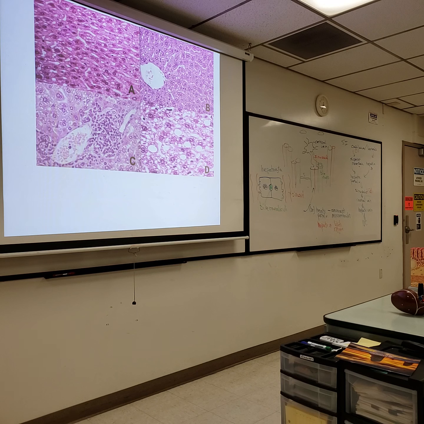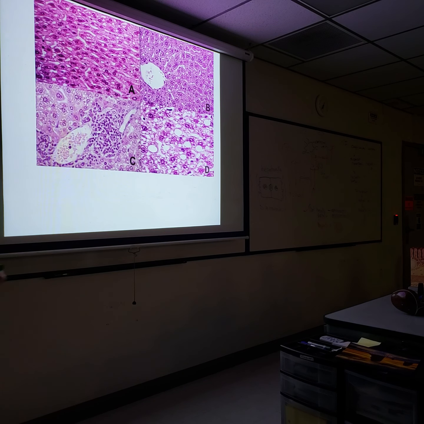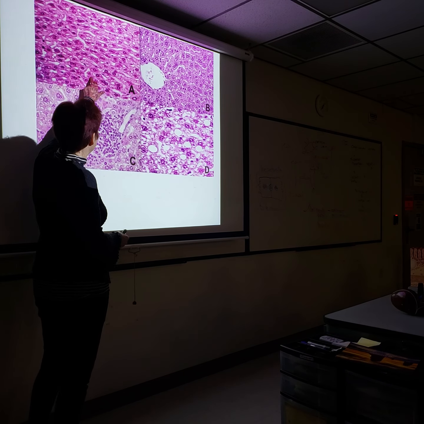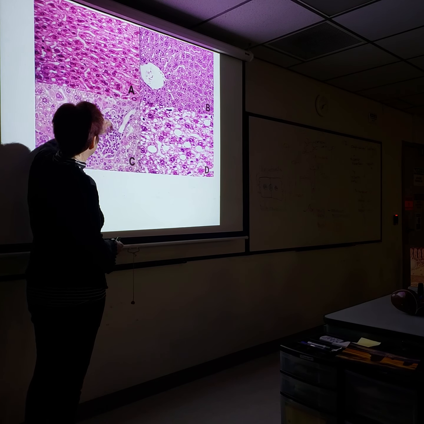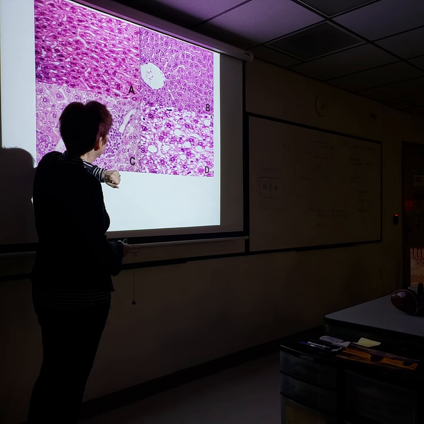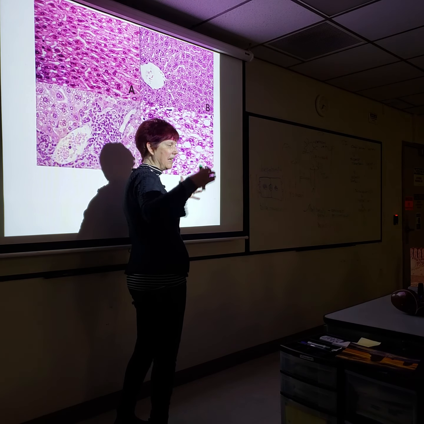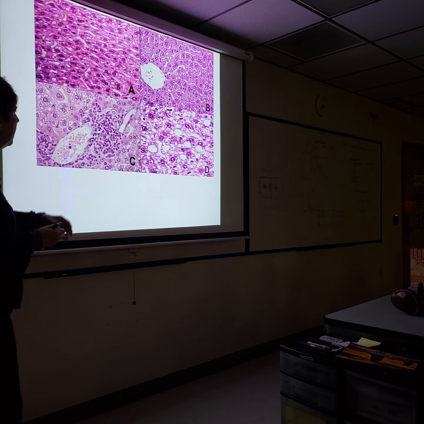So here are some histology slides. This is showing the sinusoids. So we're seeing hepatocytes, and the sinusoids are lined by simple squamous. Here's the central vein, so all the sinusoids are directed towards the central vein, all right? Kind of a larger view.